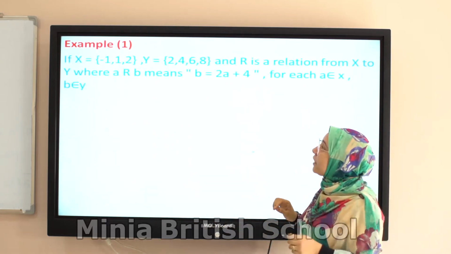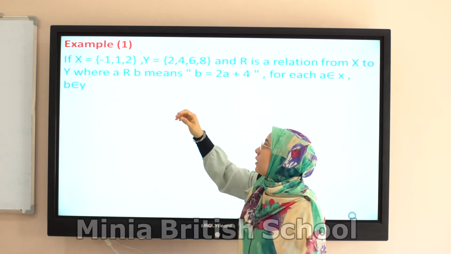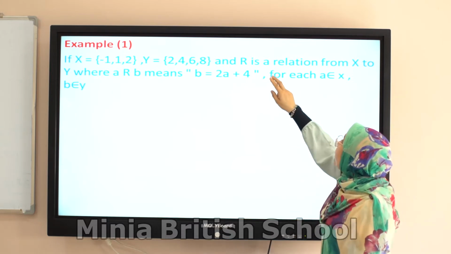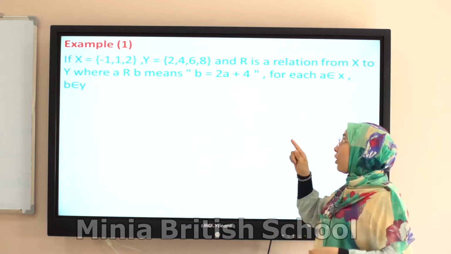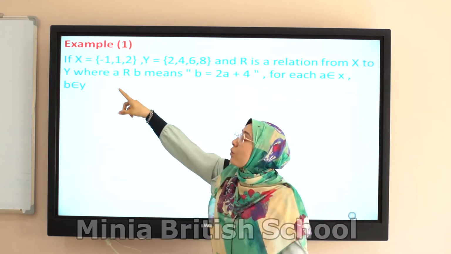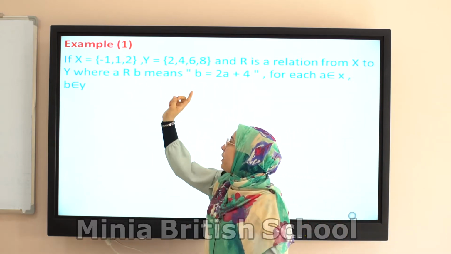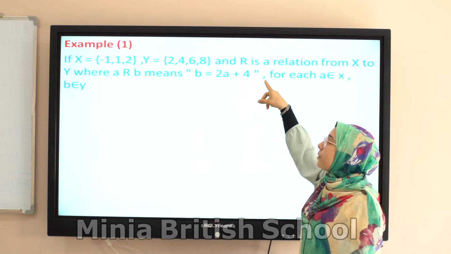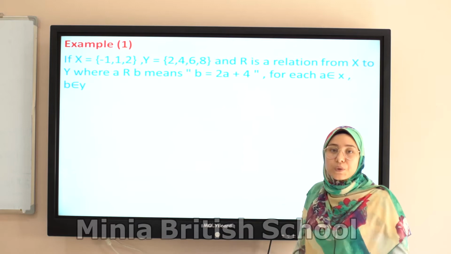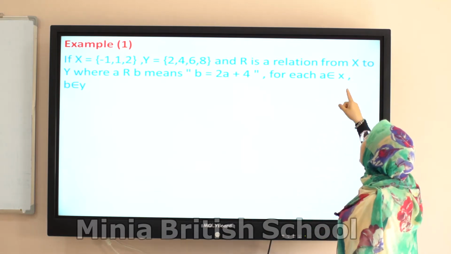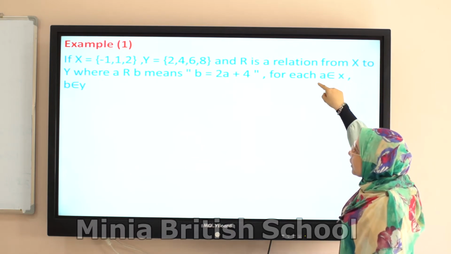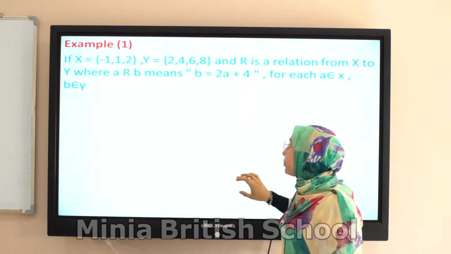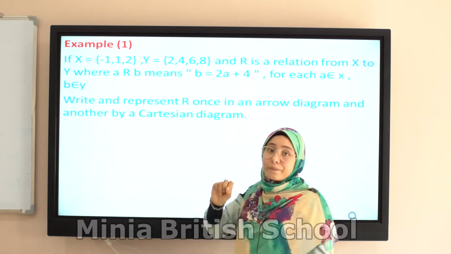Example 1. Here, if X equals {-1, 1, 2}, and Y is the set of elements {2, 4, 6, 8}, and R is a relation from X to Y. Again, R is a relation from X to Y, where a R b means the relation here is b equals a plus 4, for each a belongs to X and b belongs to Y.